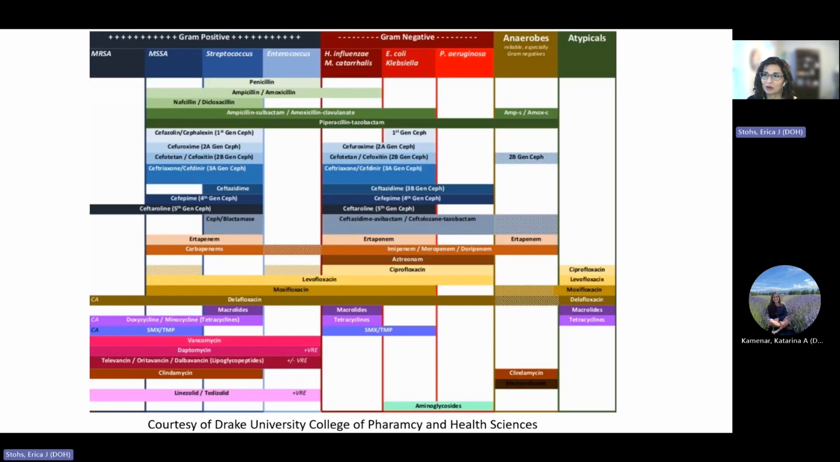And finally, if we wanted to put it all together, we found this slide. This is courtesy of a pharmacy professor at Drake University, who kind of put all of what I showed you into one big slide. So just an example here, if you wanted to reference all of what we just described in one slide, here would be one example.